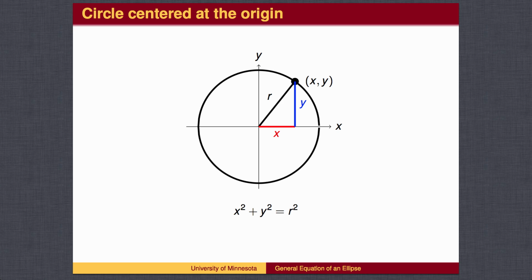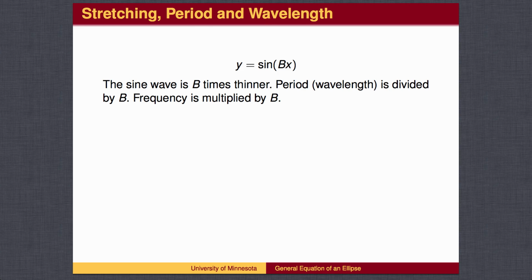Recall that the equation of a circle centered at the origin is x squared plus y squared equals r squared. We can divide both sides by r squared to get the right-hand side equal to 1. And if we wish, rewrite the squares outside the parentheses. We do this to compare transformations of the circle to the transformations of waves.